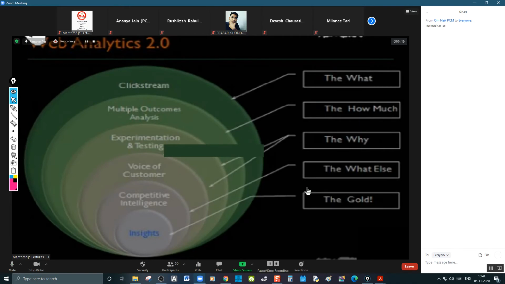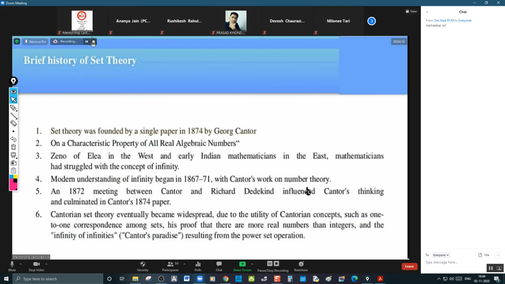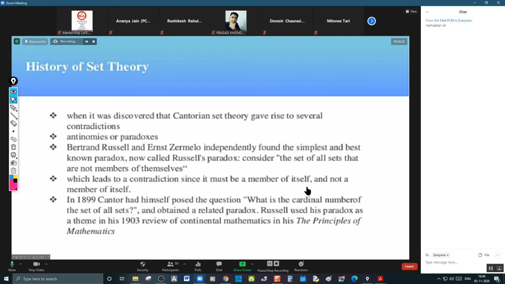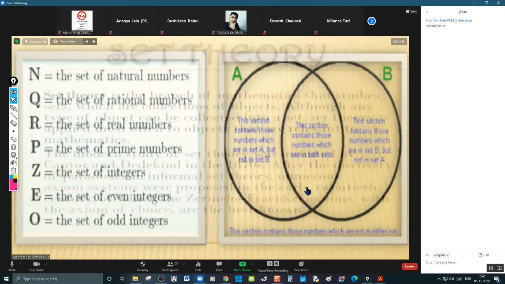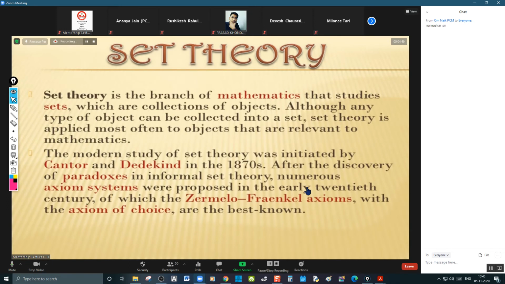So set is the collection of well-defined objects. What is the meaning of well-defined? Well-defined means it should be well-defined mathematically. For example, if I say the number of intelligent students of your class, then it is not well-defined mathematically, and hence it won't form a set. But if I say the students who have got more than 90% in their 10th class, that definitely forms a set.